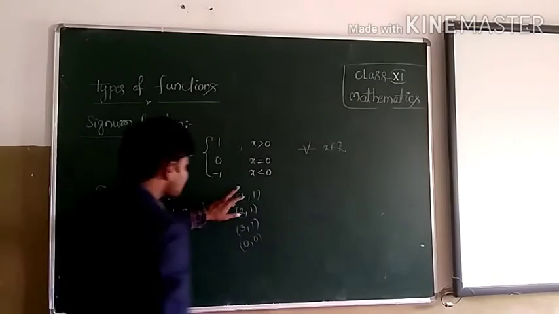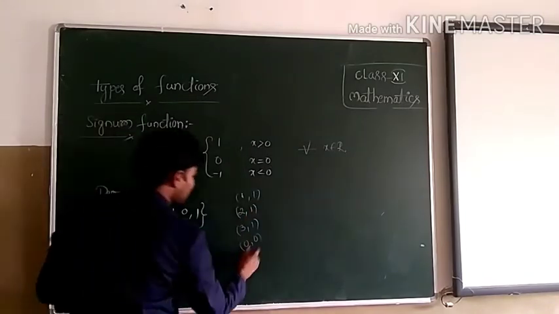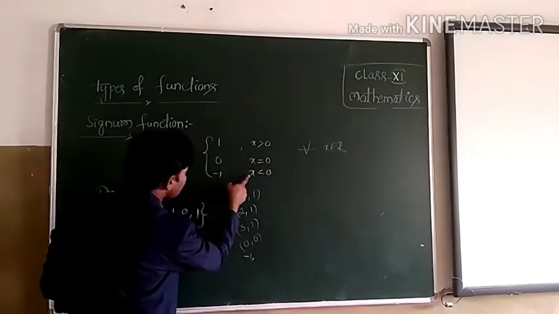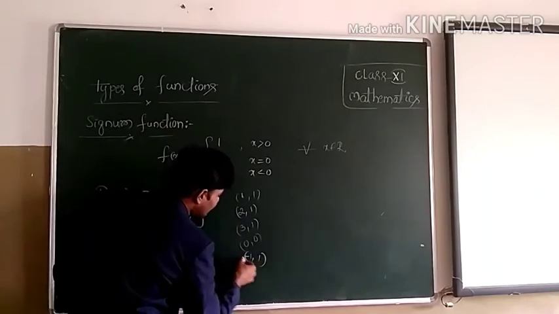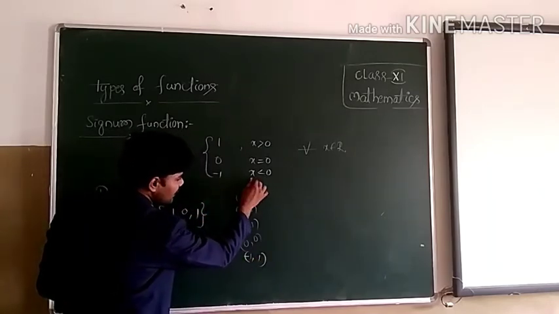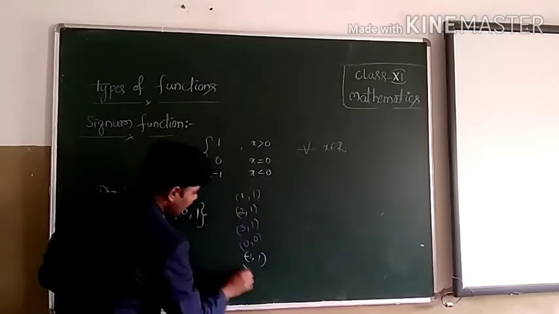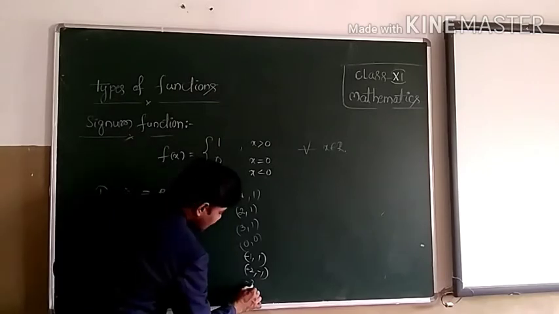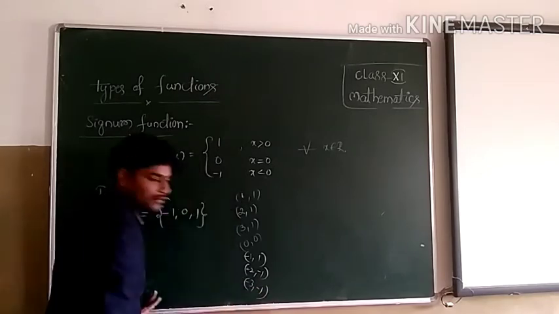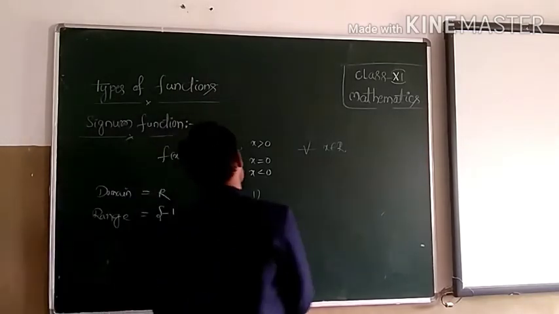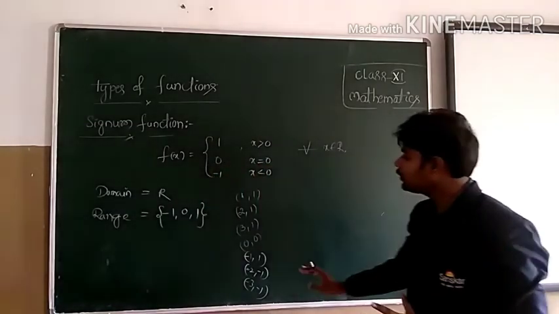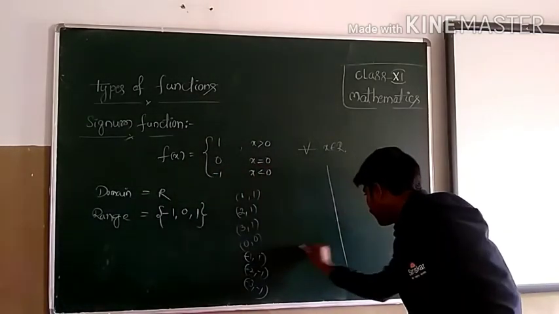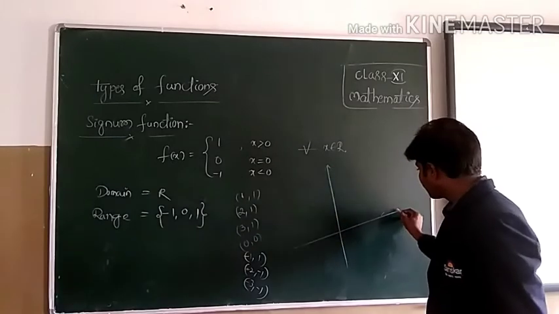Next, if I consider x less than 0, suppose I consider minus 1. Minus 1 is mapped to minus 1 only. Minus 2 is also x less than 0, so minus 2 is also mapped to minus 1 only. If I take minus 3, again it is mapped to minus 1 only. So these are the ordered pairs according to the given condition. Now let's draw the graph for these ordered pairs and see how it looks.